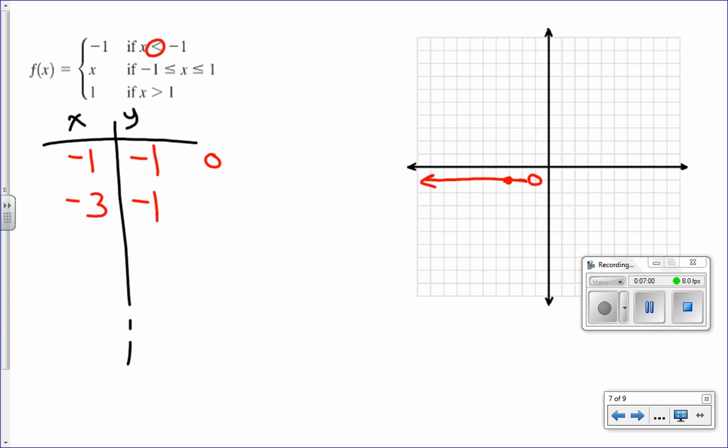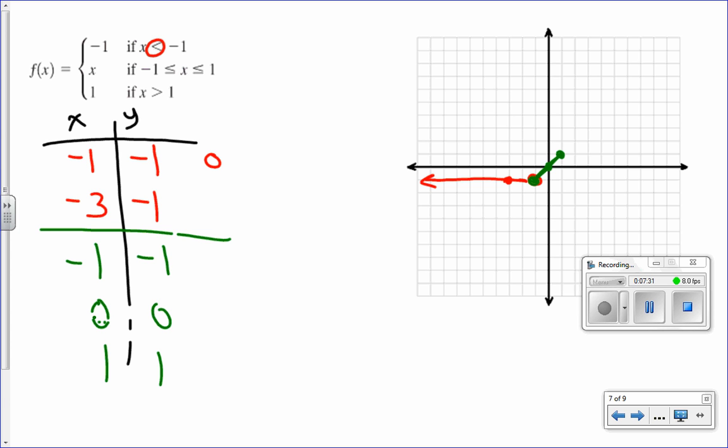The second part of this function is going to be y equals x. Let's plug in the 3 numbers, -1, 0, and 1, into the x column. And then the output will be the same number because it's the function y equals x. So -1, 0, and 1. So I'm going to graph that, and let's see, -1, -1, 0, 0, and 1, 1. So that is the linear function y equals x.